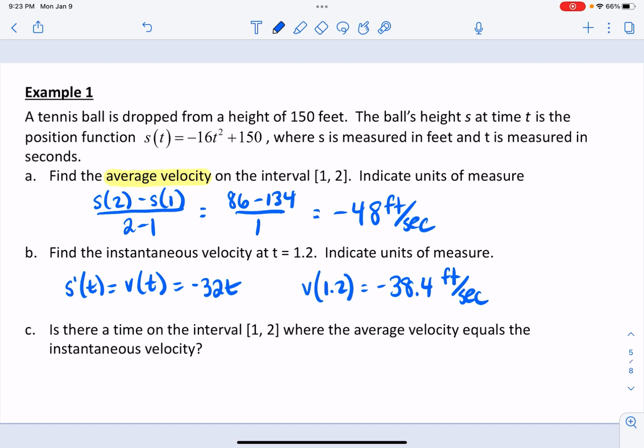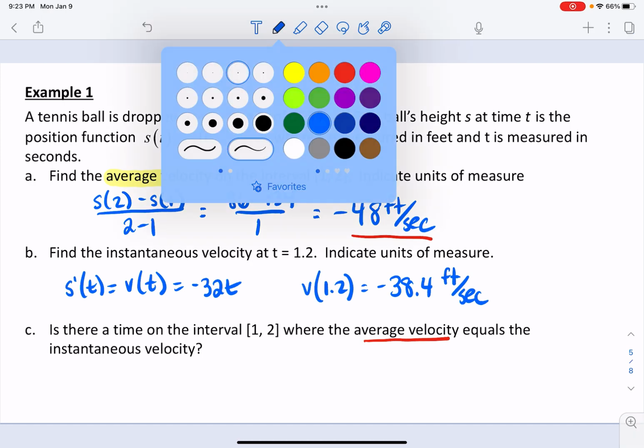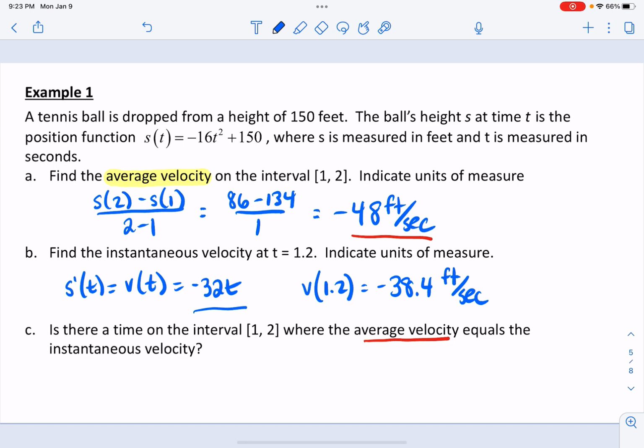Is there a time on the interval where my average velocity, which is right here, equals the instantaneous velocity? Instantaneous velocity is that function there. So I set my instantaneous velocity function equal to the average velocity, and I get t to be 1.5 seconds.